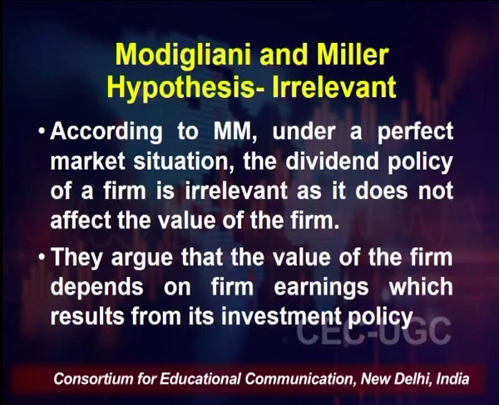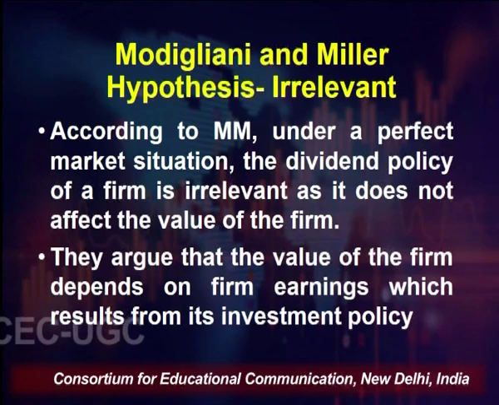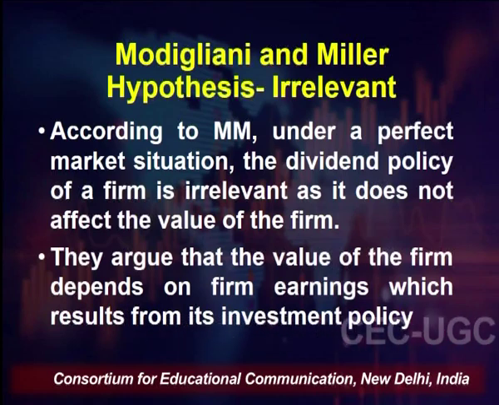Moving ahead to the third model of the day, Modigliani-Miller hypothesis. This is the first irrelevant model of dividend policy or dividend theory. So, according to Modigliani and Miller, under a perfect market situation, the dividend policy of the firm is irrelevant as it does not affect the value of the firm. They argue that the value of the firm depends upon the firm's earnings, which results from its investment policy. Therefore, when the investment decisions of the firm are given, the dividend decisions, the split of earnings between dividend and retained earnings, is of no significance in determining the value of the firm.